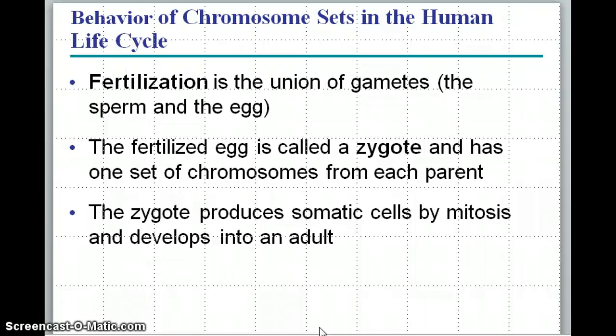Fertilization is the union of your gametes, your sperm and your egg cell. Once those 2 gametes come together, that is a zygote now, and it has 1 set of chromosomes from each parent. The zygote produces somatic cells by mitosis and develops into an adult. Okay? So far, so good.